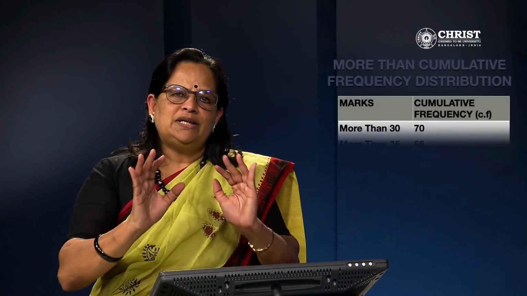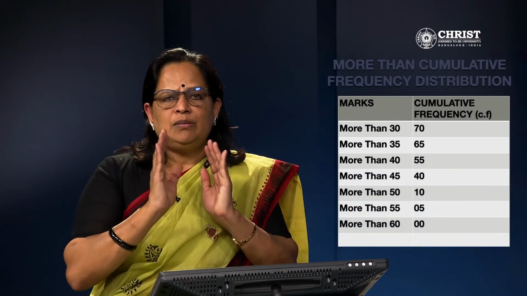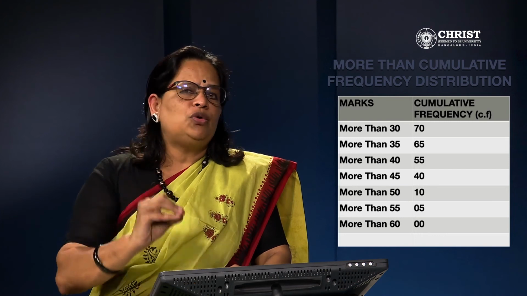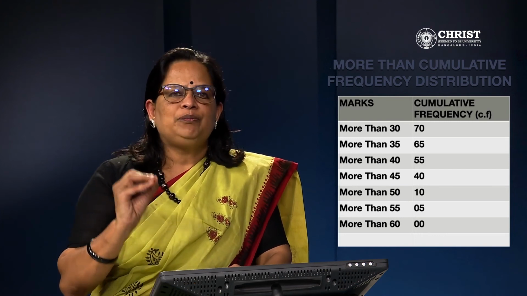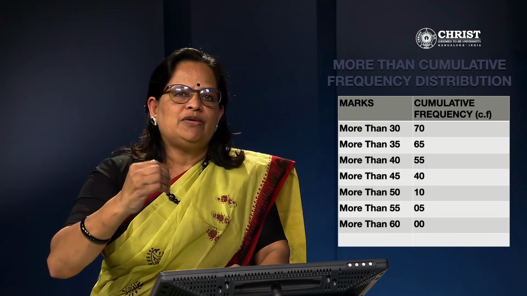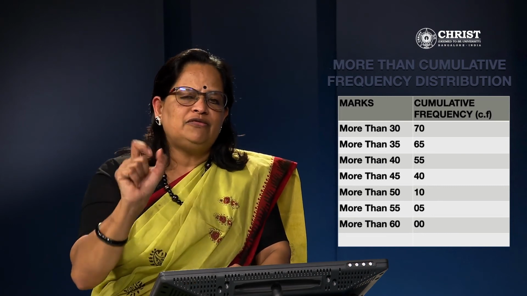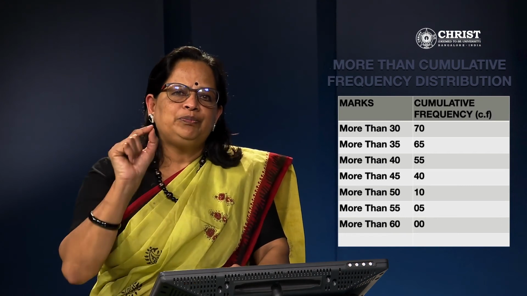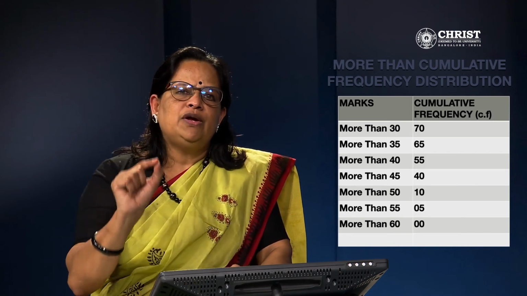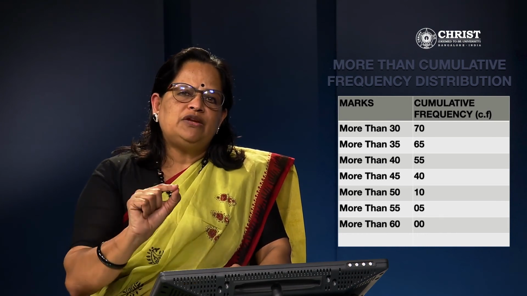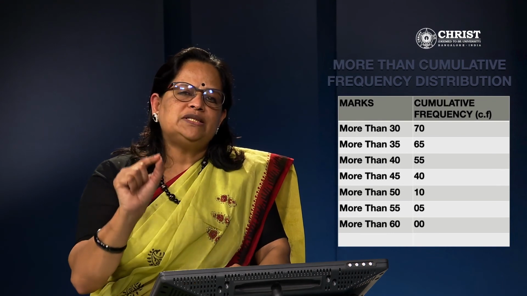So one more method is there, how you can express the more than cumulative frequency distribution. More than 30 is 70. More than 35 is 65, because for 30 to 35, 5 was the frequency. So 70 minus 5 you are getting 65. More than 40, 55. More than 45, 40. More than 50, 10. More than 55, 5 and more than 60, 0.